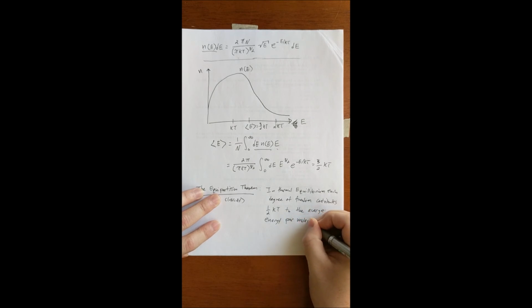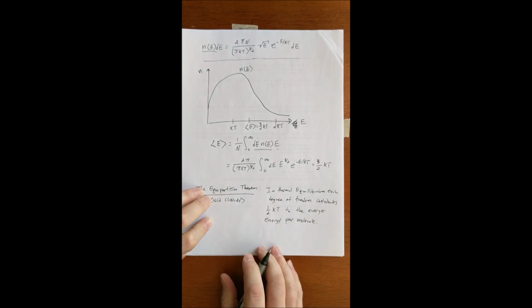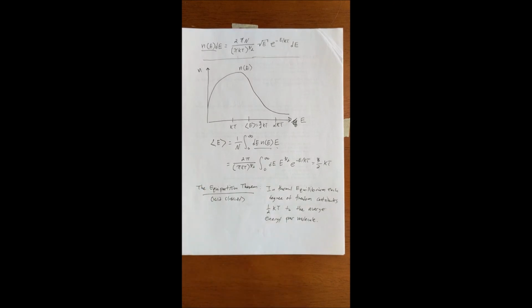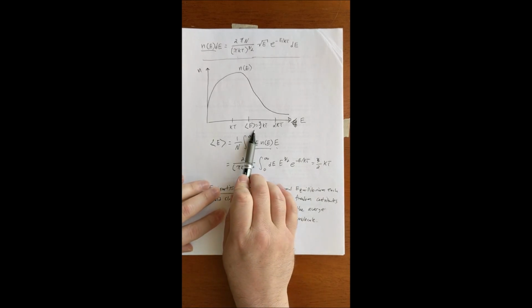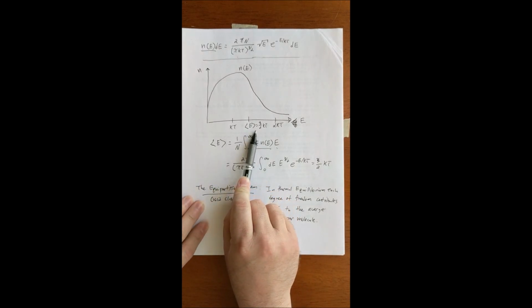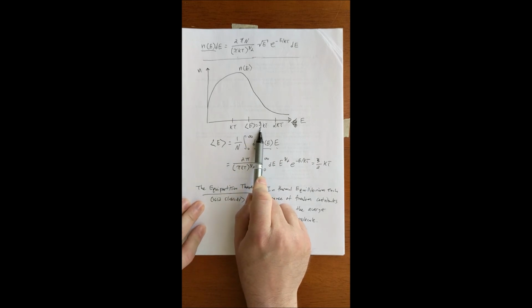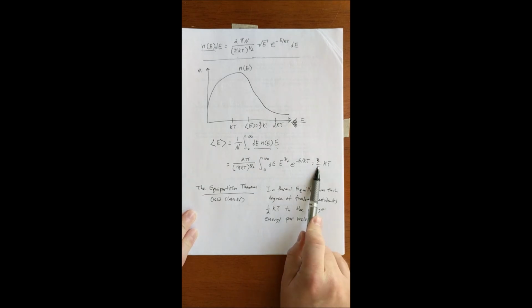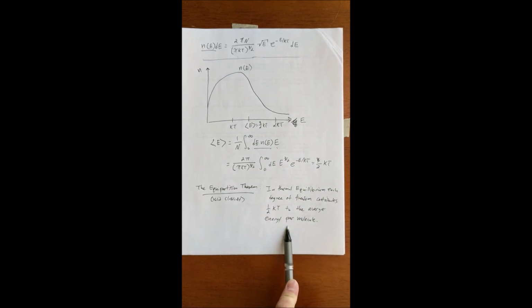Okay, so in thermal equilibrium, each degree of freedom contributes 1/2 kT to the average energy per molecule. Okay, so we have 3 degrees of freedom for this gas, right? So we have 3 times 1/2 kT, according to our equipartition theorem. So why should this be the case? Well, if you imagine you have a gas, all the particles are zooming around and bouncing off walls and occasionally bouncing into each other and interacting with each other.